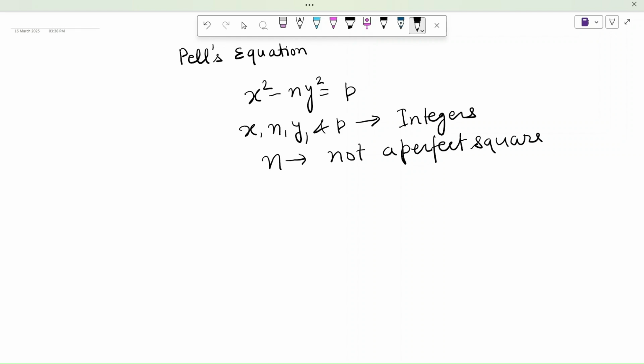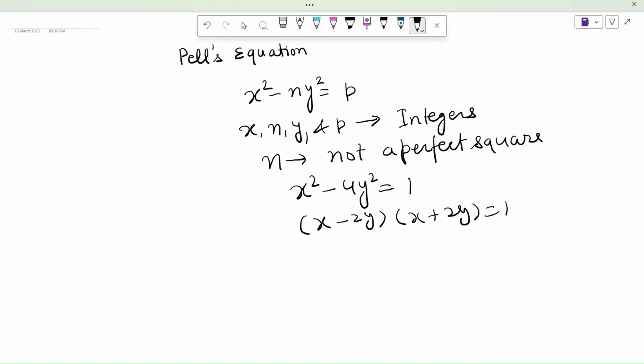And we can simply solve it by factorizing the left-hand side and right-hand side. So suppose you have the equation x² − 4y² = 1. So this is a perfect square, so we can factorize it as (x − 2y)(x + 2y) = 1. But the problem is when this is a Pell's equation, meaning n is not a perfect square, how to factorize it and how to get integer solutions.